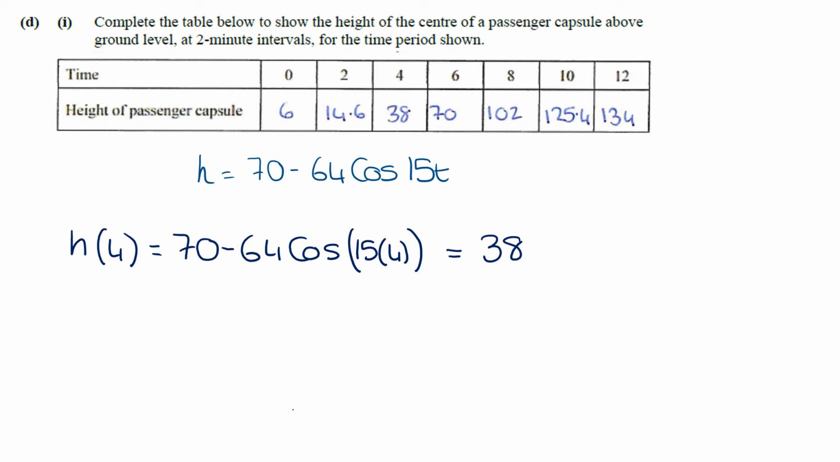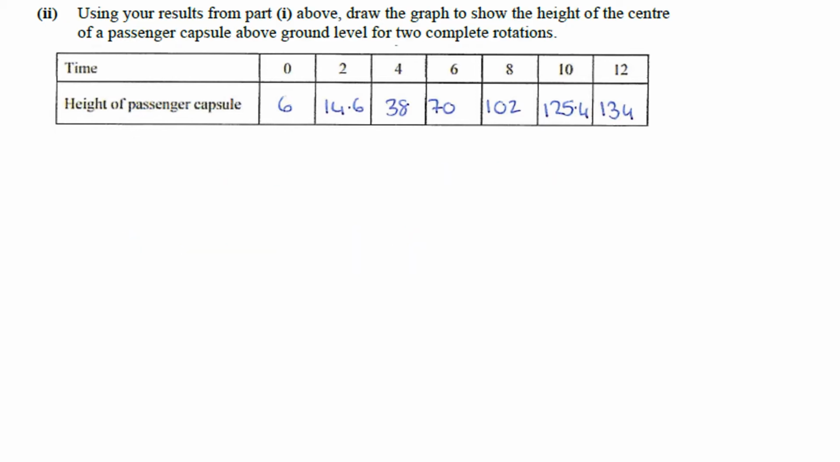Make sure you're in degree mode, because remember, this is a degree function. So you may have got this wrong if you got the function wrong. And what we're seeing again in more recent questions is that they'd ask you to show that the function is this. So even if you got the function wrong, you still have the right function that you can work on this part. So then it says, using your results from part I above, draw the graph to show the height of the center of the passenger capsule above the ground for 2 complete revolutions.